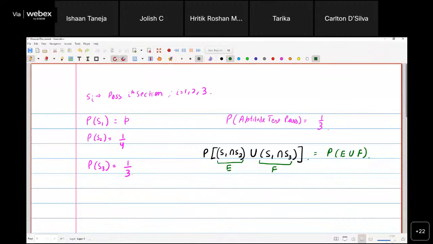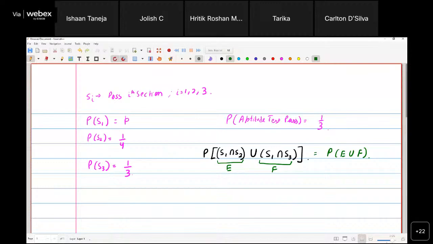But surely he can also pass if it's sections 1, 2, and 3. Yeah. So if I say S1 intersection S2, it means it includes passing S3 and failing S3 also. It includes both of them, right?